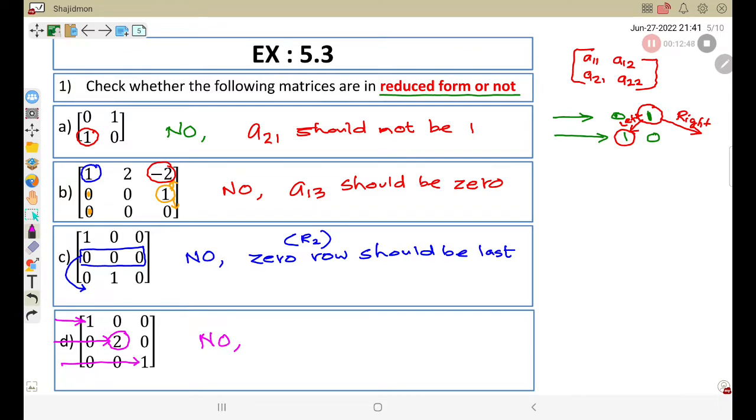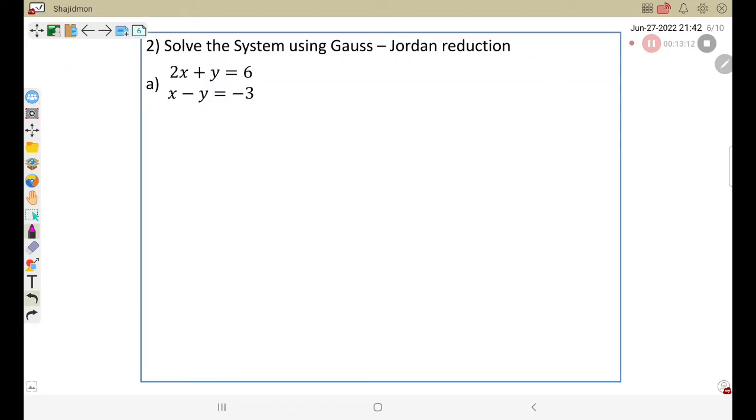But the second row leftmost number is not 1. So which number is wrong? A22 should be 1, correct? It should be 1. So it is not in the reduced form. So these are the good examples for understanding the properties of the reduced form. Okay, now we will go to the questions.